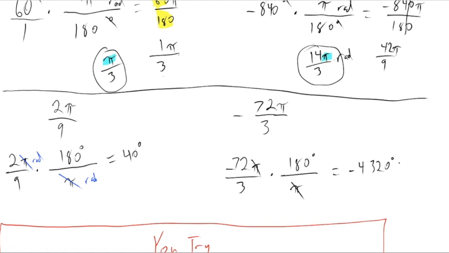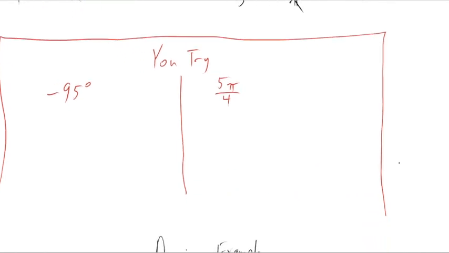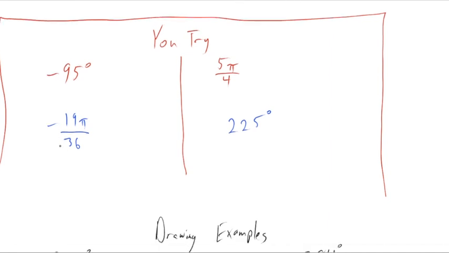You're like, wait, why would we have such a large degree? So we're going to talk about that in a second after you guys try out these 2 U-try problems. So try these out and come back and see what you get. All right, so on the first one, you should have gotten a negative 19 pi over 36. And on the second one, you would have gotten 225 degrees.